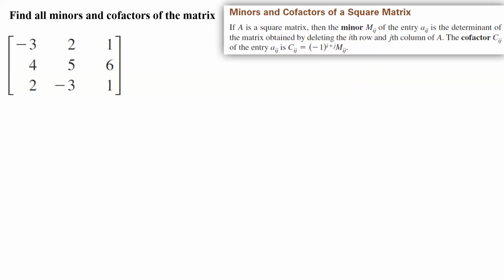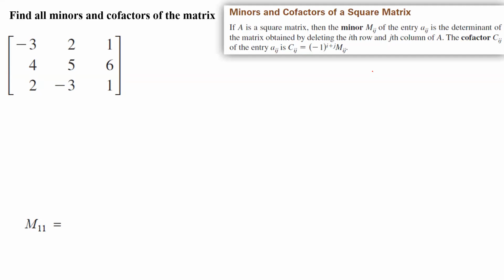So if you're finding M sub 1 and 1, you have to delete the first row and the first column. If you're finding M of 1 and 2, you have to delete the first row and the second column, and so on. Then the cofactor by definition is C sub i and j, which is -1 to the power i plus j times the minor for i and j. So let us begin.